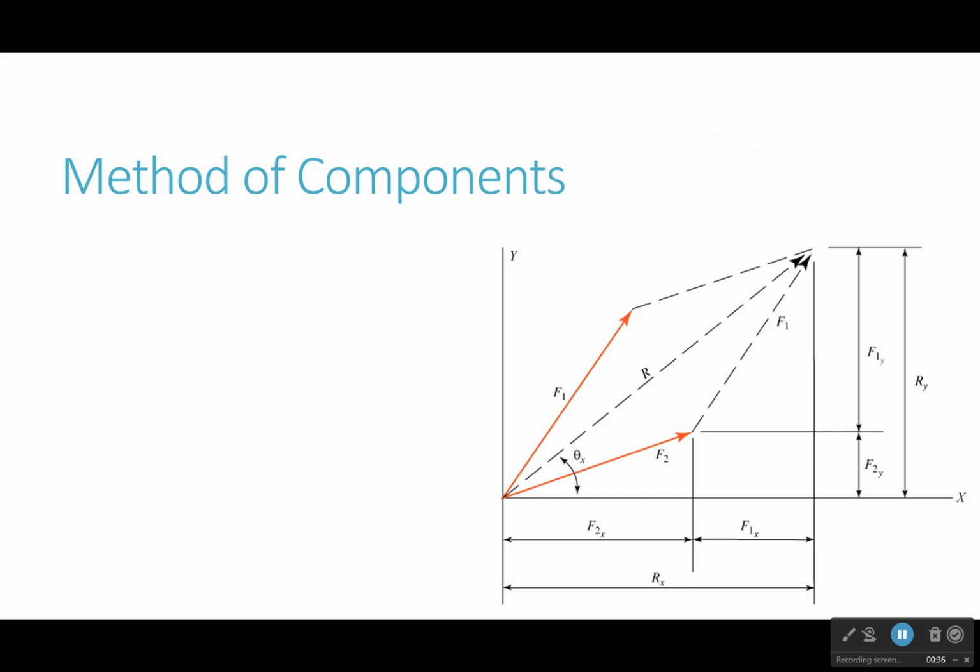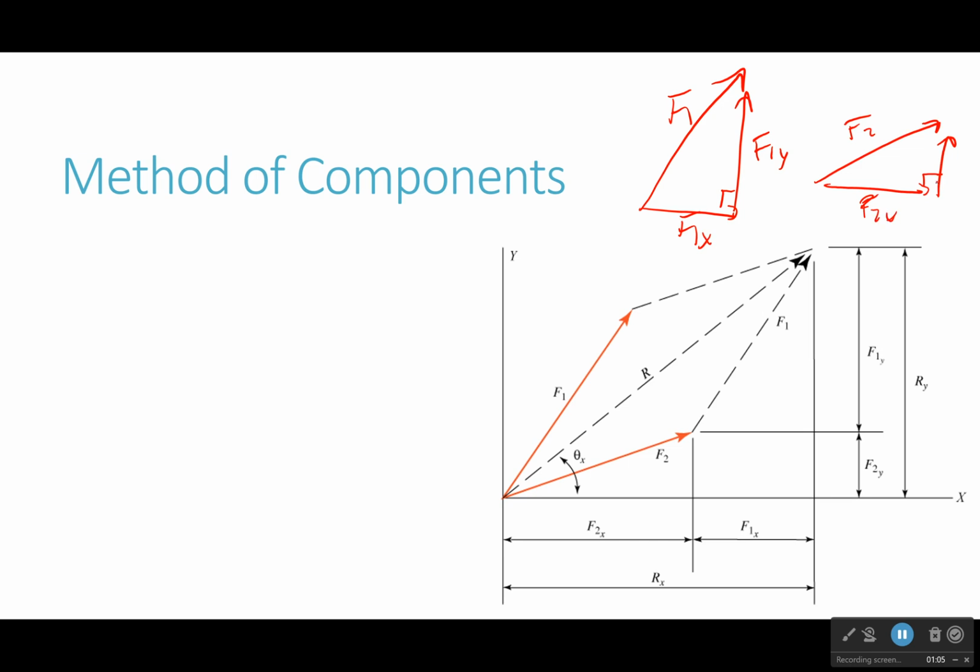So in the method of components, what we do is we take each individual force vector and we draw it as a triangle. So I have this force 1, okay? And I figure out what the x component and the y component is because it's going to be a right triangle. So this will be f1y, this will be f1x. Okay, and then do the same thing for f2. I know what the initial angle is, most likely. And so I once again break it into a triangle. I find that this is f2. Well, I can figure out f2x, and this is f2y.